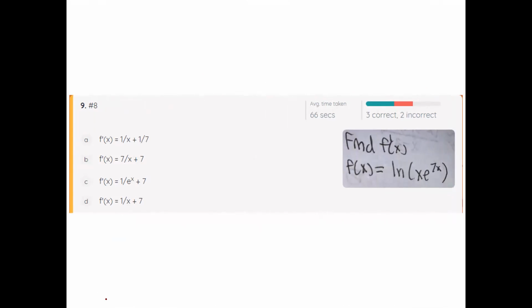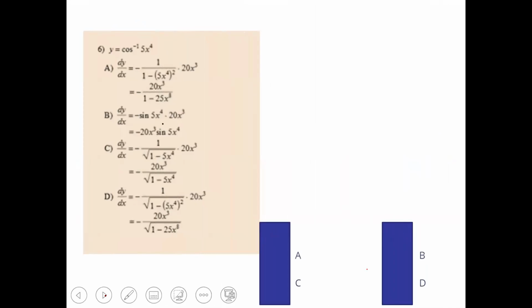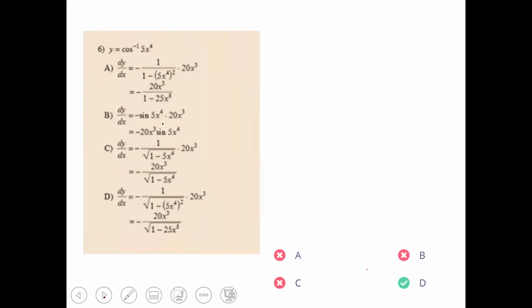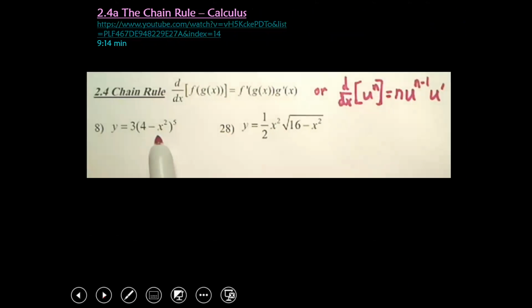Here's another one right here. f of x is ln parenthesis x times e to the 7x. So give that a try. This one you don't have to worry about because we have not done the inverse yet. So I'm just going to skip this one. Okay, and then we are done with the practice.